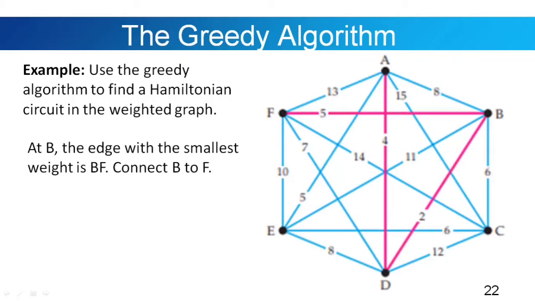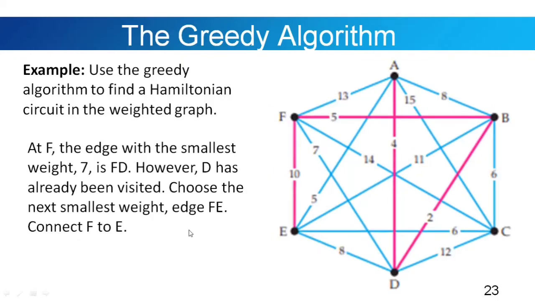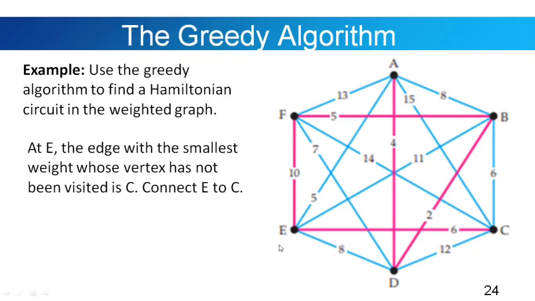At B, the edge with the smallest weight is B to F. Connect B to F. At F, the edge with the smallest weight is 7. So it is from F going to D. However, D has already been visited. Now, choose the next smallest weight, edge FE. So connect F to E. At E, the edge with the smallest weight whose vertex has not been visited is C. So connect E to C.